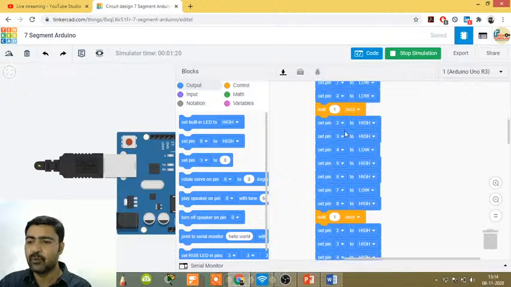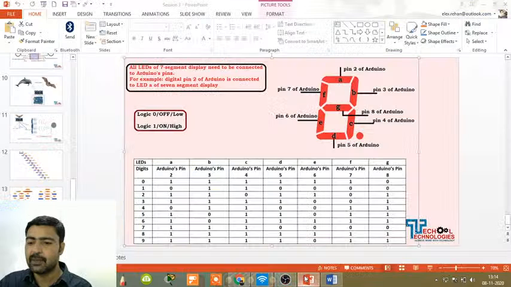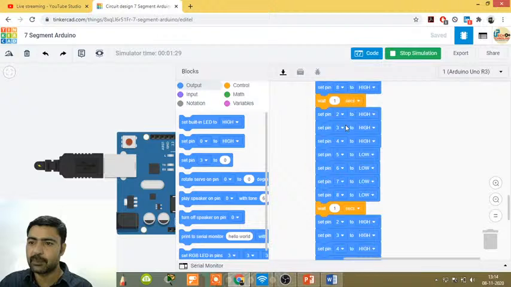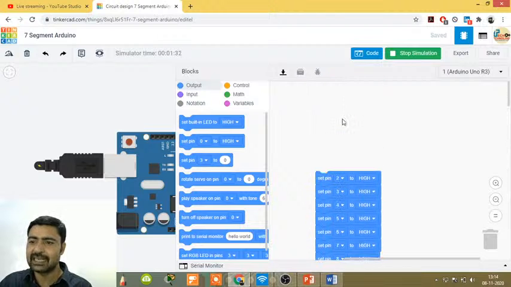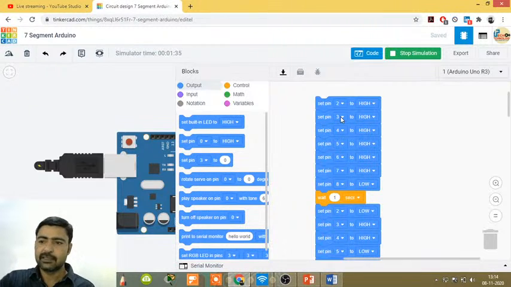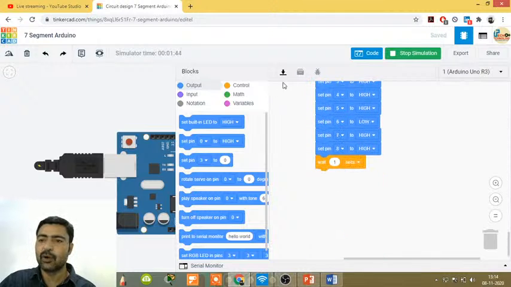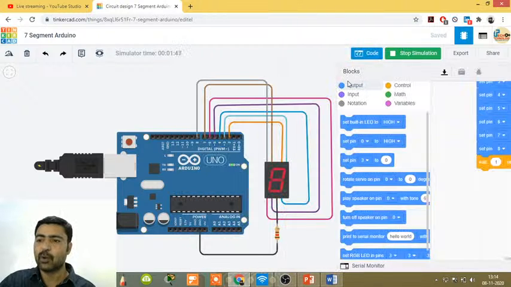Then we need to display 2. So we'll check the table for 2, which LED should be in on state and which LED should be in off state. Then for 3, for 4. So based on the table we have made for this 7 segment LED, we will keep on writing our commands. Although the code is lengthy, nothing is there. We are repeating the same task. That means we are using these same 7 blocks with a delay of 1 second again and again to keep the LED on.